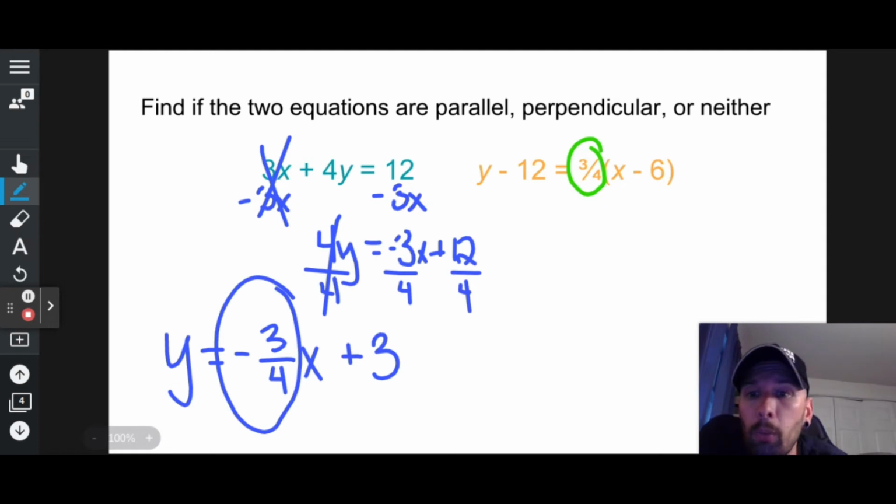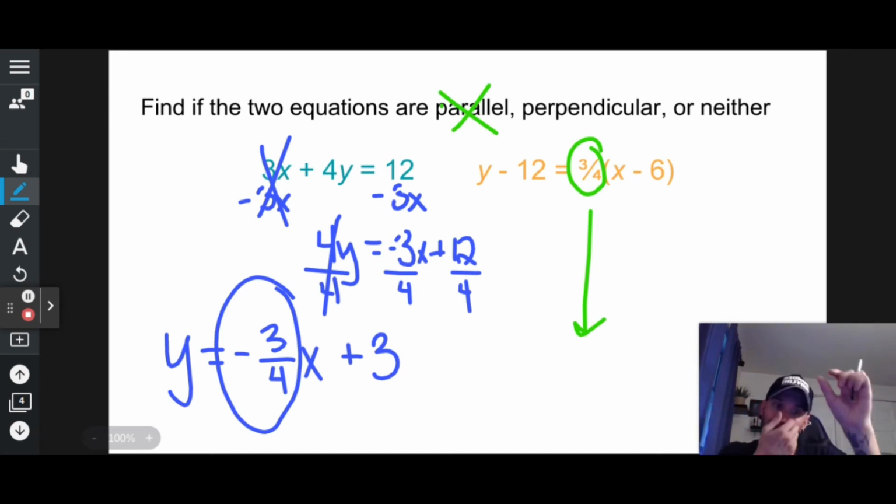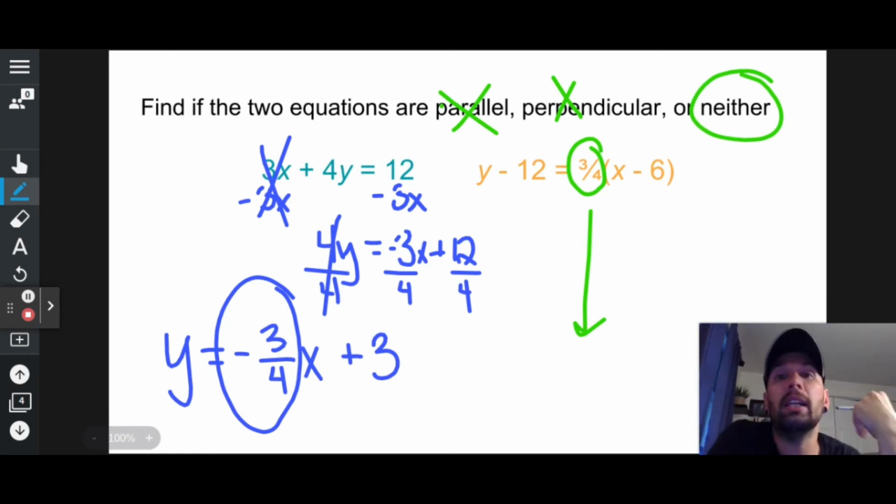So I'm just going to say, well, my slope is 3 over 4. So compare 3 over 4 and negative 3 over 4. One's positive, one's negative, which means it can't be parallel. Wait a minute. One's negative 3 over 4 and one's regular 3 over 4. So they're not flipped versions of each other, which means they're just neithers. They're neithers.